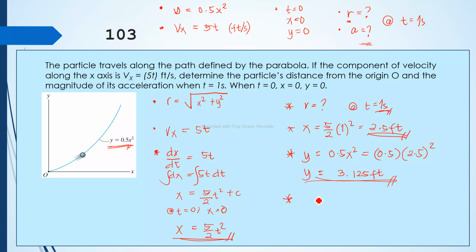To get the r, you just extract the square root of x squared plus y squared. You have here 2.5 squared plus 3.125 squared. And we have the magnitude of the position of the particle at 1 second is equal to 4.002 feet.